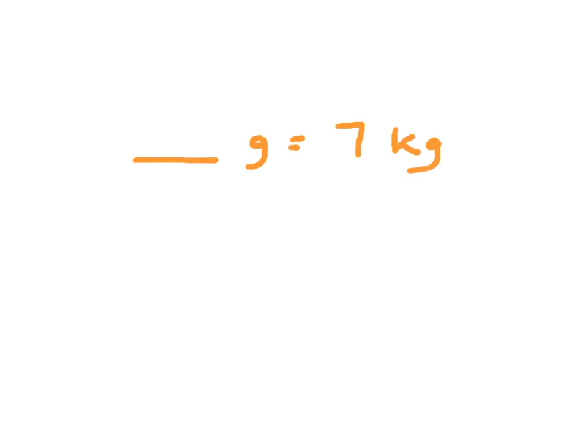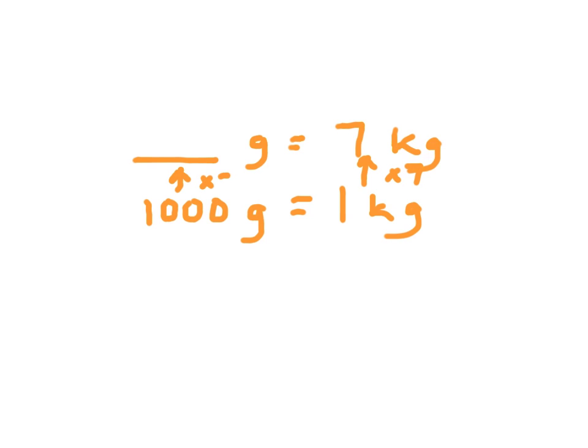Here are a few with mass, or weight, where we have how many grams equaling 7 kilograms. We'll write the relationship down that 1,000 grams equals 1 kilogram. To get from 1 to 7, you multiply by 7, so we multiply 1,000 by 7 to get 7,000 grams equaling 7 kilograms.